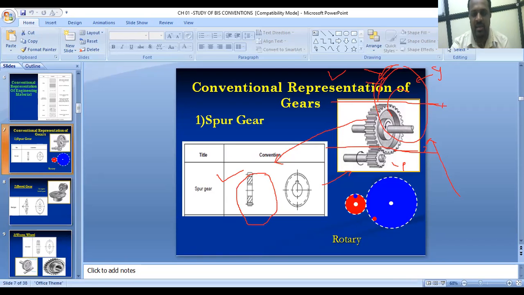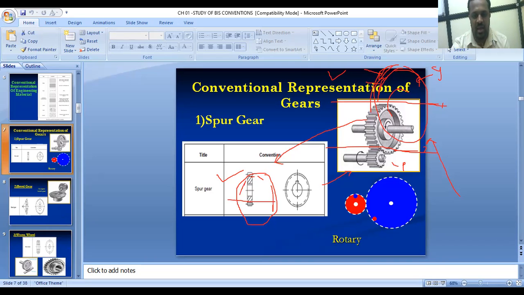The darker line will be the topmost portion of your gear. And whatever dotted line you are observing here, this dotted line indicates the pitch circle. This is called the pitch circle of your teeth. The topmost portion's circle is shown darker, and the pitch circle, where your teeth mesh with each other, is called the pitch circle. This pitch circle we have to draw in a dotted manner.